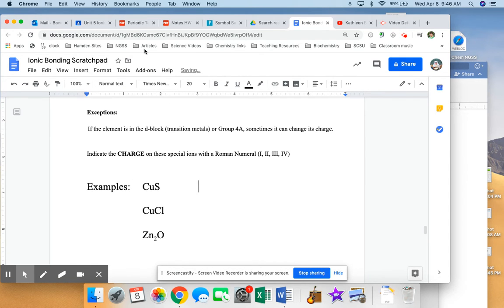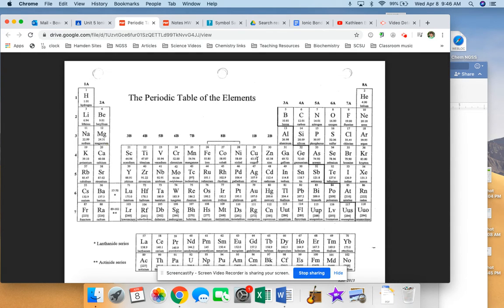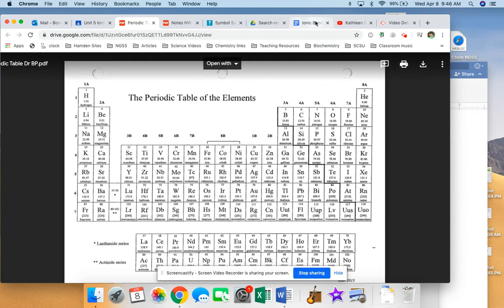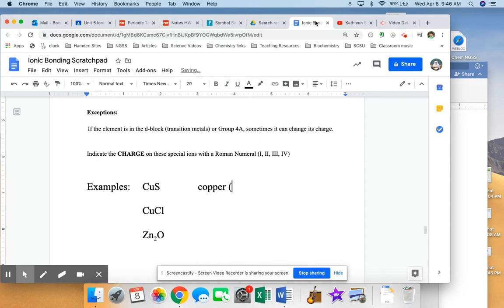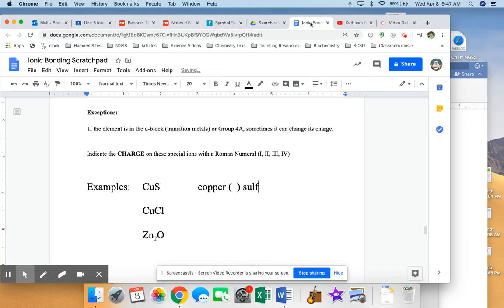So Cu, when you find its name, Cu, oh, copper is in the D block. So that's our clue that copper is going to need some Roman numeral. We're going to leave it blank for right now. The next one, S is here. Sulfur becomes sulfide.